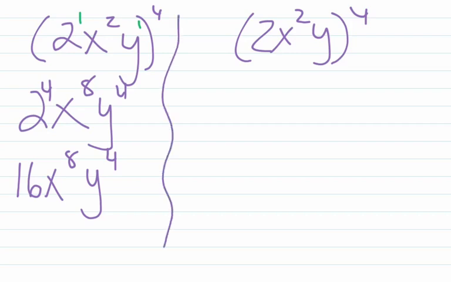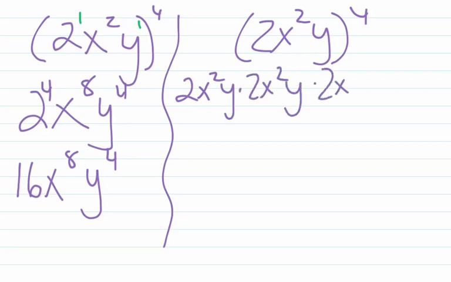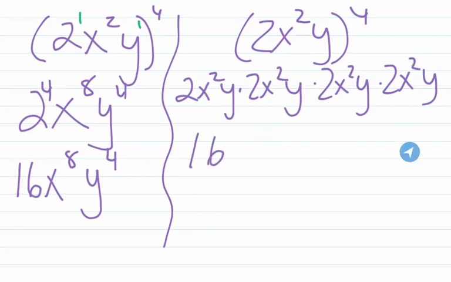Now, let's just say you forgot what you were supposed to do. When in doubt, expand it out. Kick it back to the definition. Raising something to the 4th power means you would multiply it by itself with it as a factor 4 times. So you're going to have this thing 4 times. Now you can see it differently. It's 2 times 2 times 2 times 2, which is 16. x squared times x squared times x squared times x squared. That's 1, 2, 3, 4, 5, 6, 7, 8 x's. And you've got y times y times y times y, which is y to the 4th. Is this a little bit longer? Yep. But does it work? Yes, it also works.